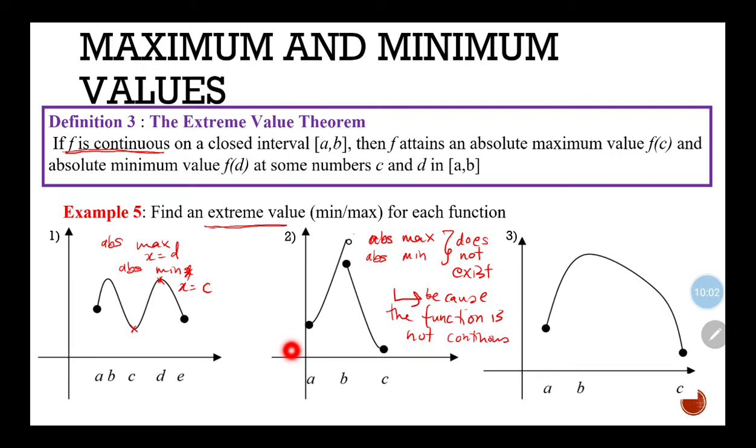Okay, so now looking at function 3, so absolute maximum is what? Do you think absolute maximum is when x equals what, guys? A, B or C? It should be B, right? And absolute minimum is when x equals C. Okay, so now we're going to move to the next slides.